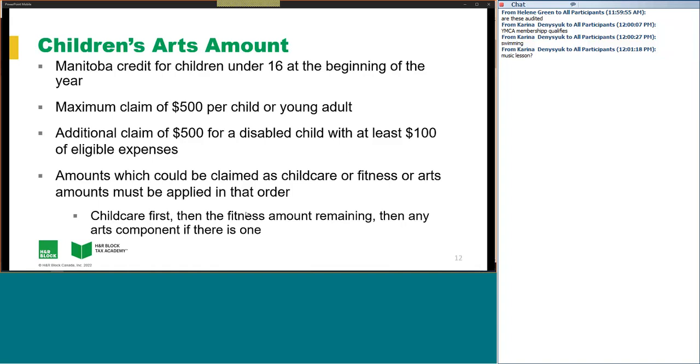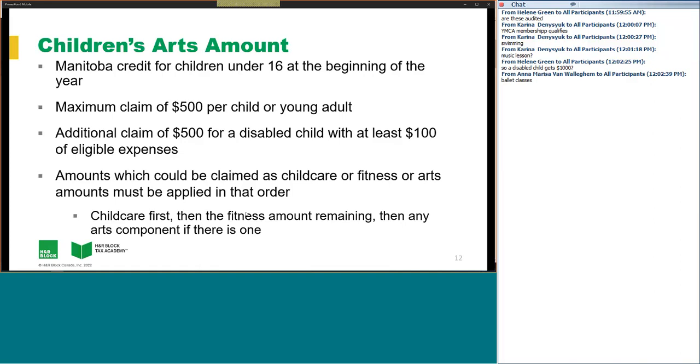So if you have a receipt that could technically qualify as child care and fitness and an arts amount, it falls under all three categories. You have to do the child care first. If there's anything left over, you can do the fitness amount. If after that there was anything left over, there won't be, but if there was, it would be the arts. I can't think of really anything that would qualify for that specific thing, except possibly a stay-away camp that's like half fitness and half sports. And Helene, yes, a disabled child gets $1,000, provided that they've had at least $500 of expenses.